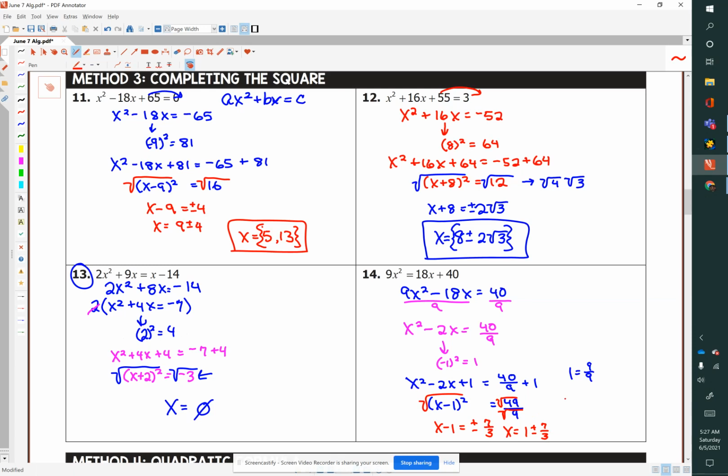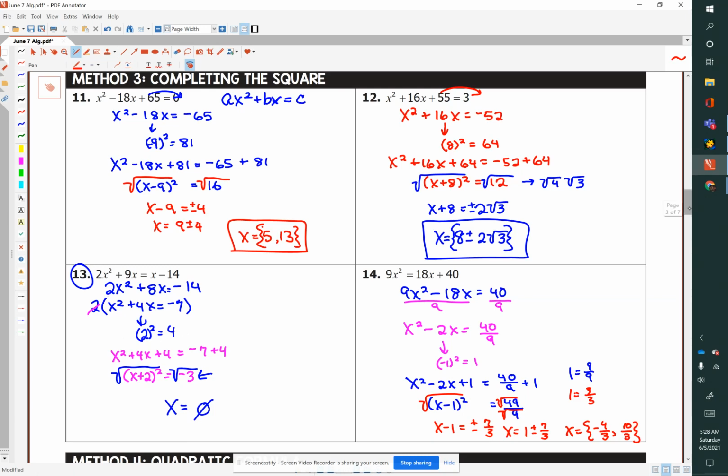Okay, we can think of the 1 again. 1 is going to equal 3/3. So we will have x equals, so 1 minus 7/3 would be -4/3, and 1 plus 7/3 would be 10/3. And those are our two answers.